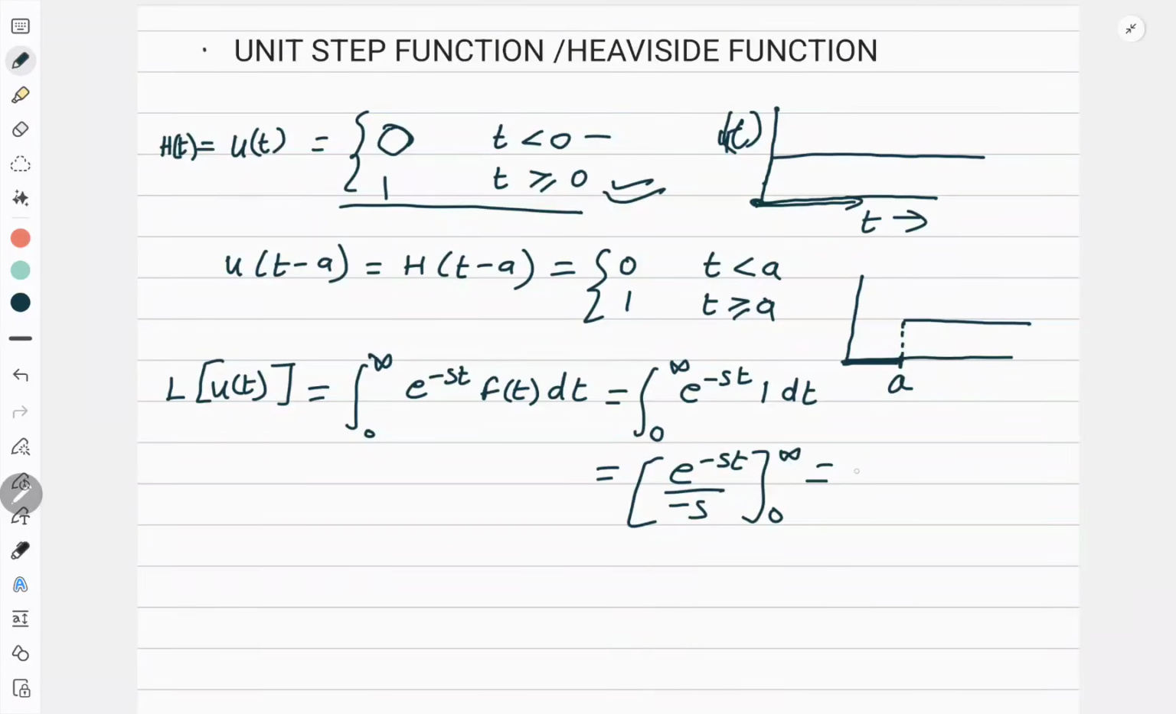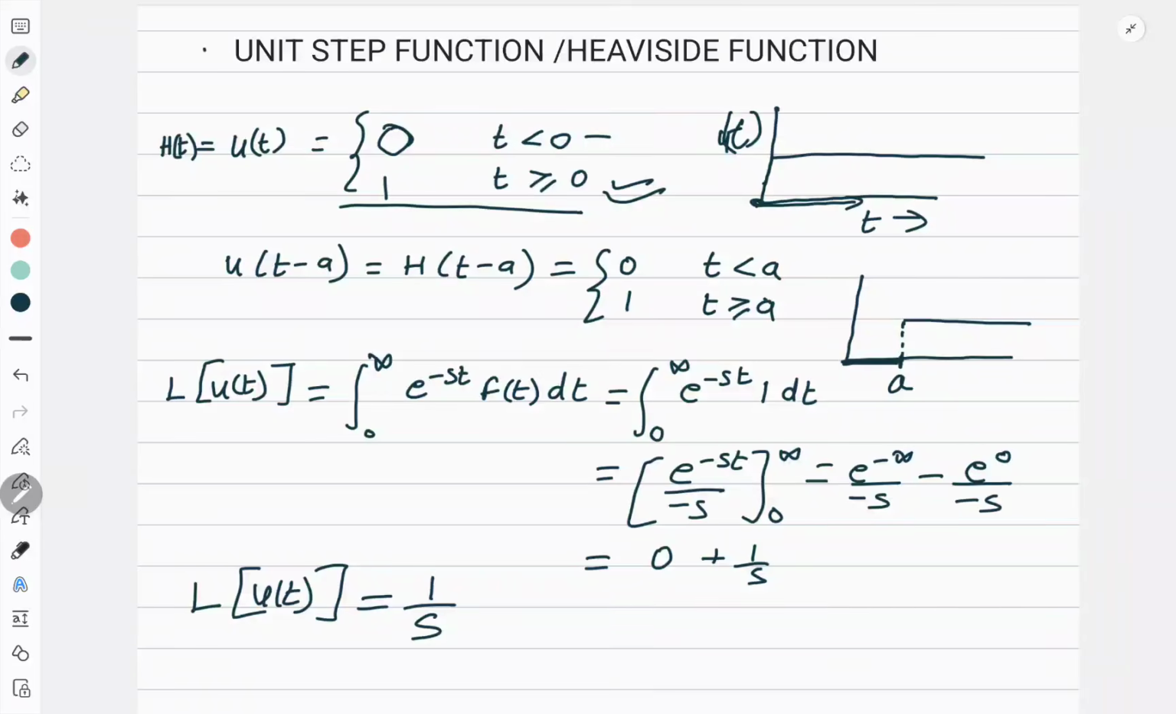When I put in infinity, it is e to the power minus infinity upon minus s, minus e to the power 0 upon minus s. We all know that e to the power minus infinity is 0 and e to the power 0 is 1. So this will become 1 by s. So what I understood is that the Laplace transform of u(t), or the Laplace transform of h(t), is 1 by s. Okay, now next step.